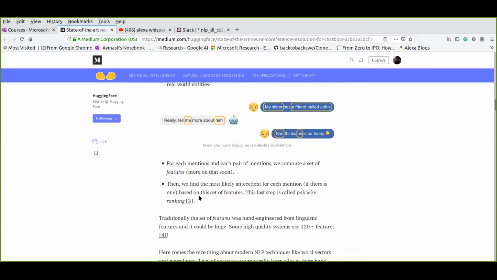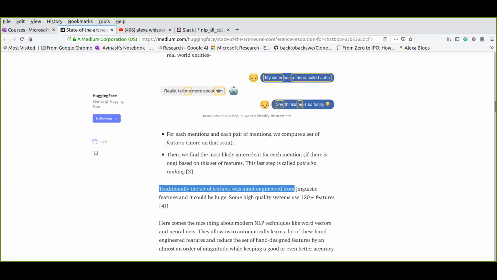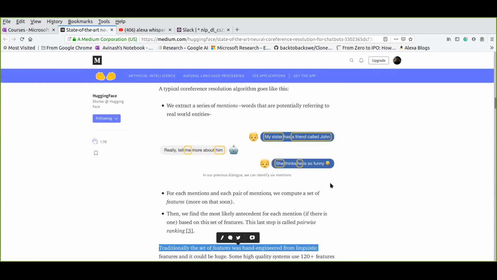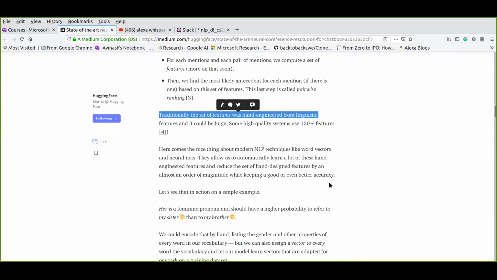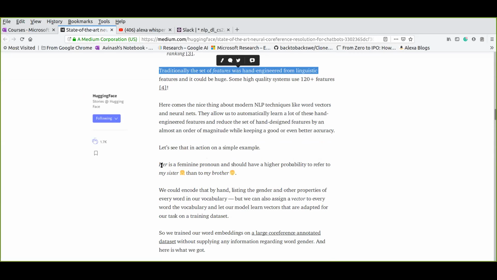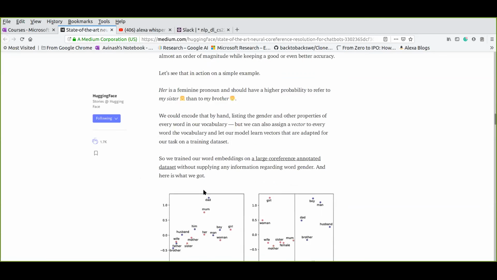Before neural networks, traditionally the set of features was hand engineered. For example, we know that the pronoun her is a feminine pronoun. In the hand-engineered approach, there will be rules which say that when there's a pronoun her and there are entities like my sister and my brother, since her cannot refer to a male person, the system has to understand that the word her is referring to my sister, but not my brother. These are the kind of hand-engineered rules.